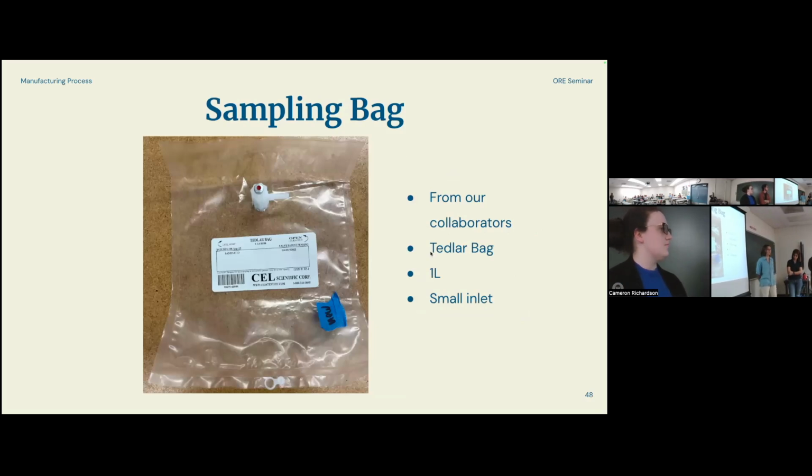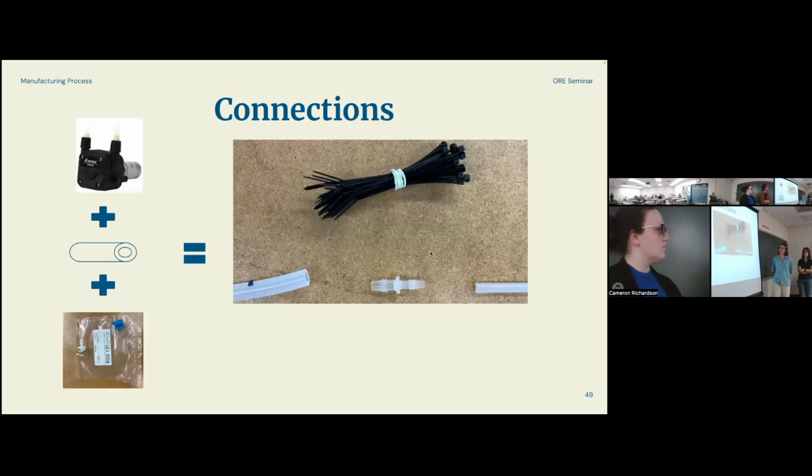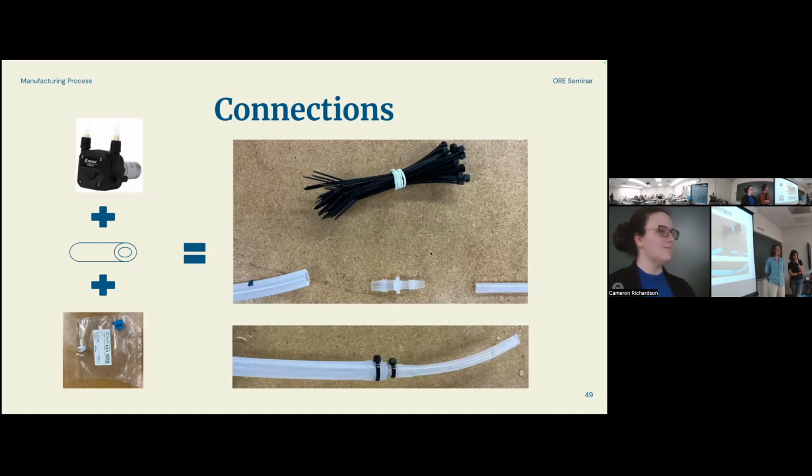So getting into our sampling bag, these were provided to us by our collaborators. These are Tedlar bags, 1 liter. The only issue we had with these bags in our process was that the inlet was really small. You can see it up here. So we had to find a way to connect our big pump tubing to the small inlet. So the connections, we just found a simple solution. It worked. We used plastic barbs to connect all of them and a bunch of zip ties. And it helped pretty well.